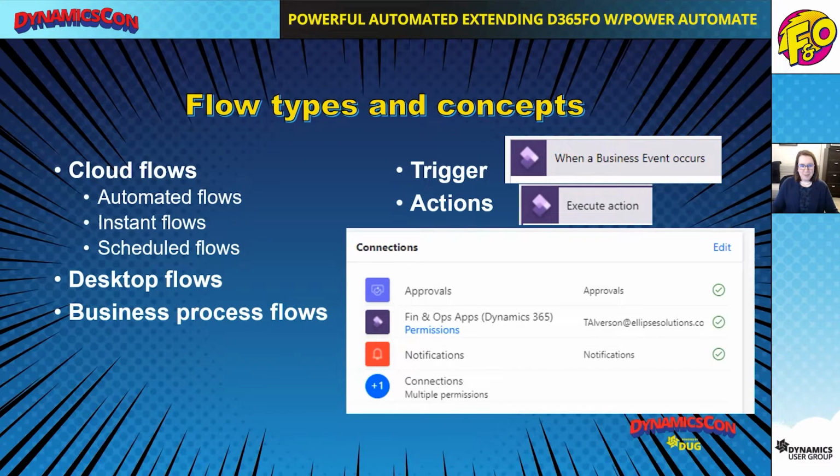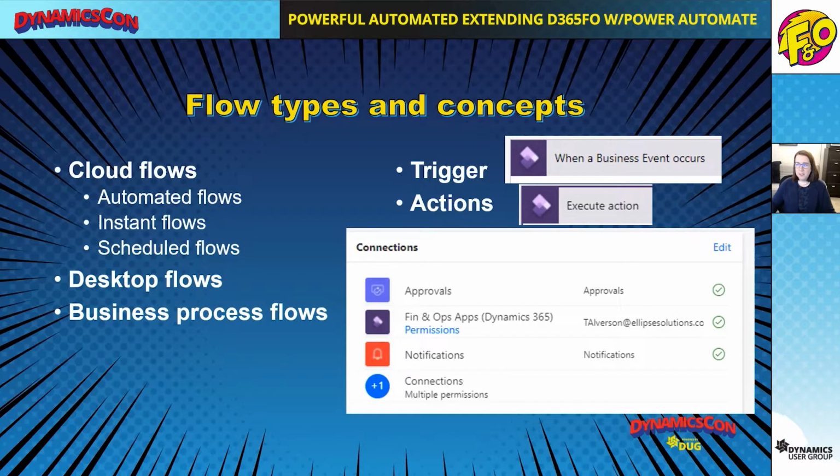Besides the cloud flows, you can have desktop flows, and that can automate web or desktop tasks. Business process flows are flows like a guide of steps for someone doing work or their job or a business process. So that actually can guide you through those things. And that's a business process flow.